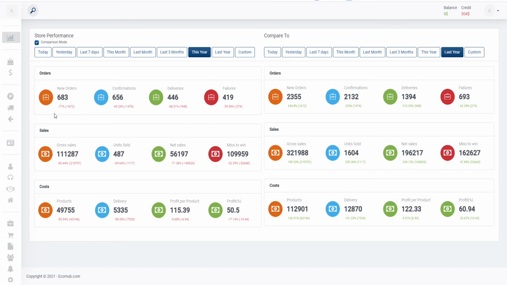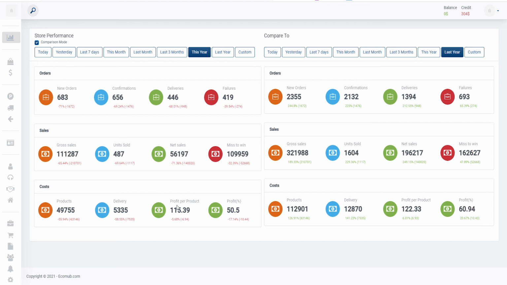But the idea is you can compare any time frames you want, and you can see how your business is growing, how you did in each period, and you get the essential KPIs to know how many orders you did, the confirmations, the deliveries, the failures, the gross sales, the net sales you made, and also your costs to know exactly how your store is doing.